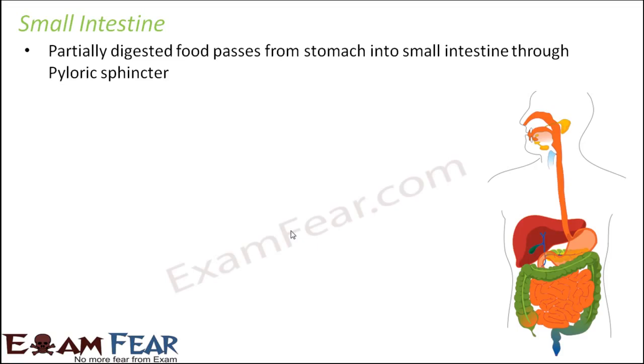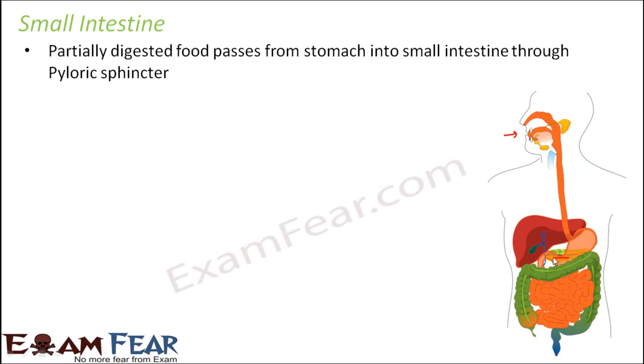So till now we saw that the food reached the stomach, right? The food started its journey from the mouth. In the oral cavity, a little bit of digestion happened with salivary amylase. Then it went down through the esophagus to the stomach. In the stomach, partial digestion took place, and as a result, a partially digested chyme was formed.